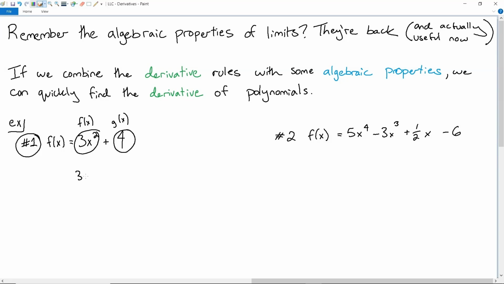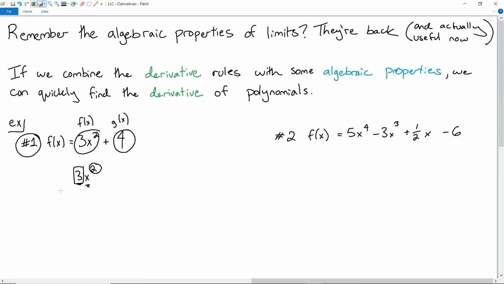So let's look at 3x squared first. Now, I know how to deal with exponents. What about this 3 over here? We can actually apply another algebraic property, which was the coefficient property, where I can basically pull out any number that's in front of my variable and basically ignore it until the very end.